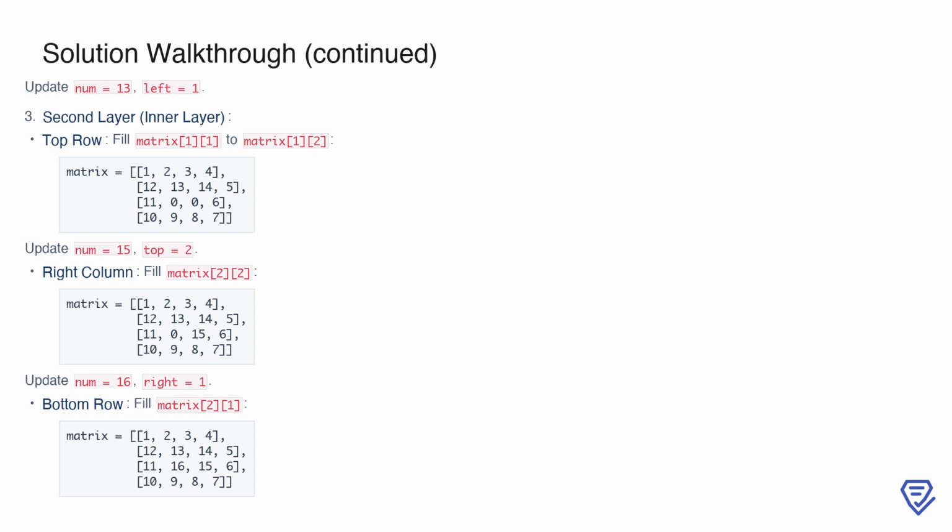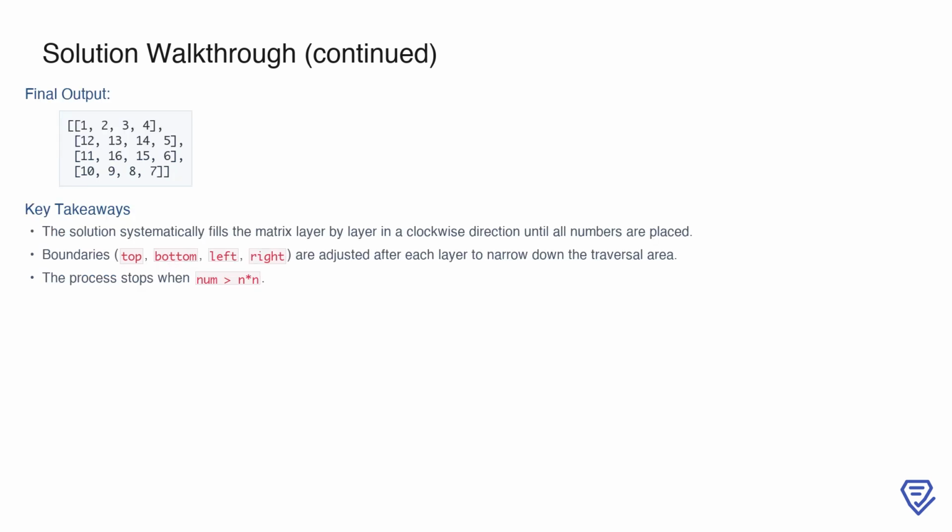At this point, all the numbers from 1 to n*n have been placed in the matrix, and the traversal is complete. The final output for n equals 4 is a 4x4 matrix filled in a clockwise spiral order. The outer layer is 1, 2, 3, 4 across the top, 5, 6, 7 down the right, 8, 9, 10, 11 across the bottom, and 12, 13 up the left. The inner layer continues with 13, 14 on the top, 15 down the right, and 16 completing the bottom.